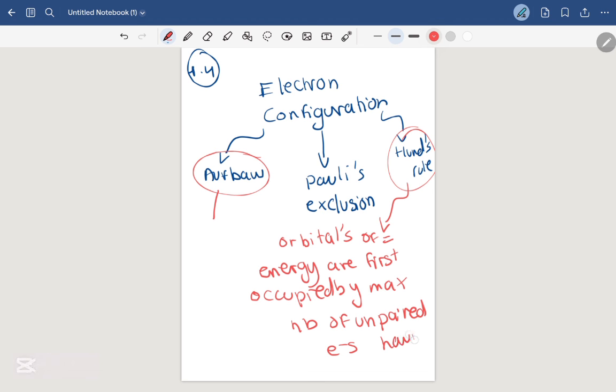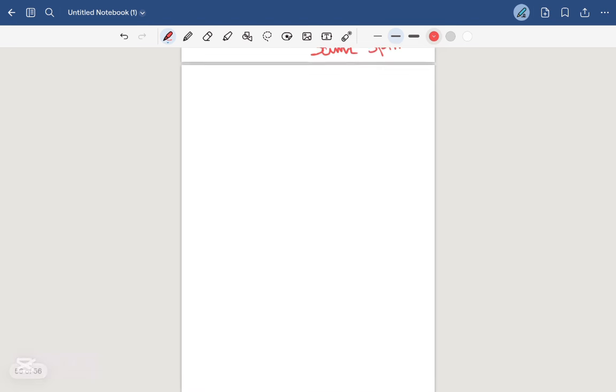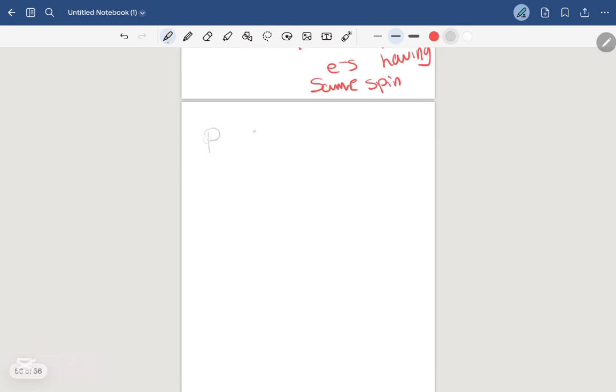So if you have the p sub-level, you're going to have 3 orbitals in it, right? These are called degenerate orbitals. Why? Let me explain it here. We have P, and P is a big box. It has 1, 2, 3. This is Px, Py, Pz. And let's say this is 2p, so it's going to be 2px, 2py, 2pz. These are called degenerate orbitals.